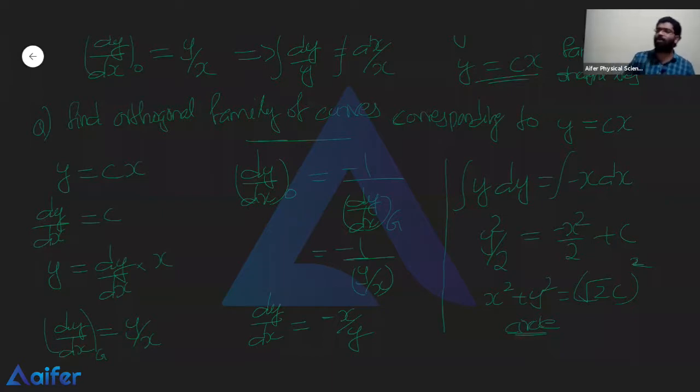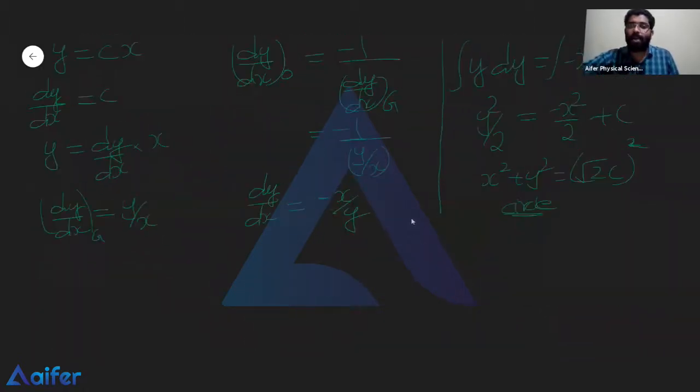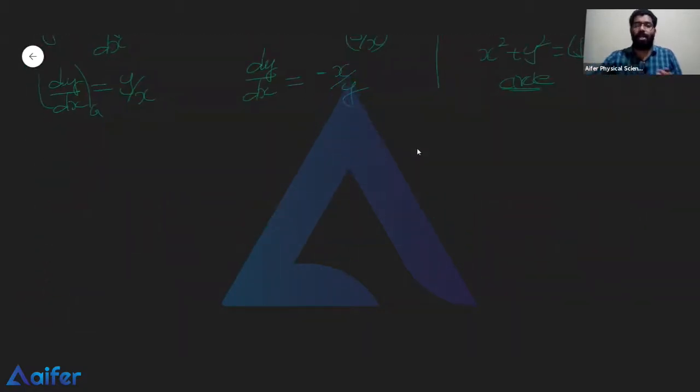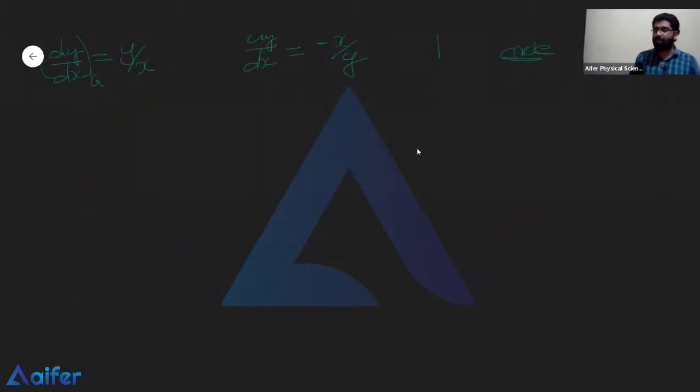√2 is also a constant. You may probably think in the last problem we had only c square, now it is √c square. Not a problem because it's a constant. So the idea is that circles and straight lines are orthogonal families to each other. They are orthogonal to each other.